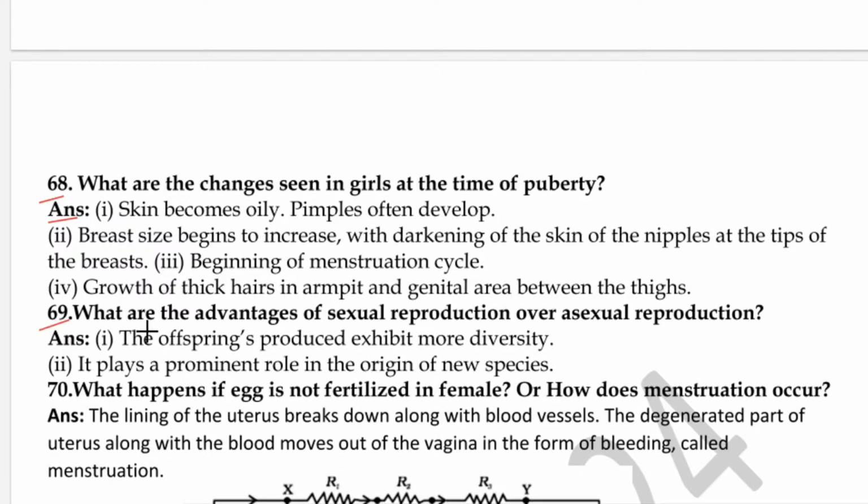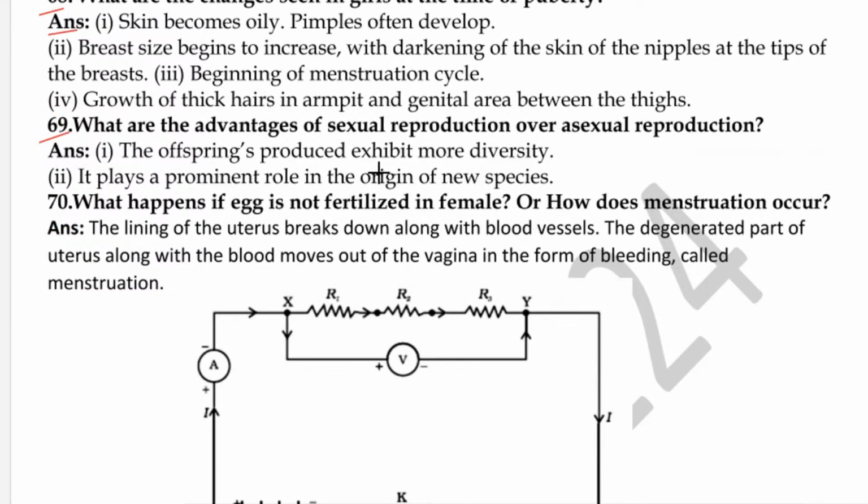Next question. What are the advantages of sexual reproduction over asexual reproduction? The offsprings produced exhibit more diversity. It plays a prominent role in the origin of new species.